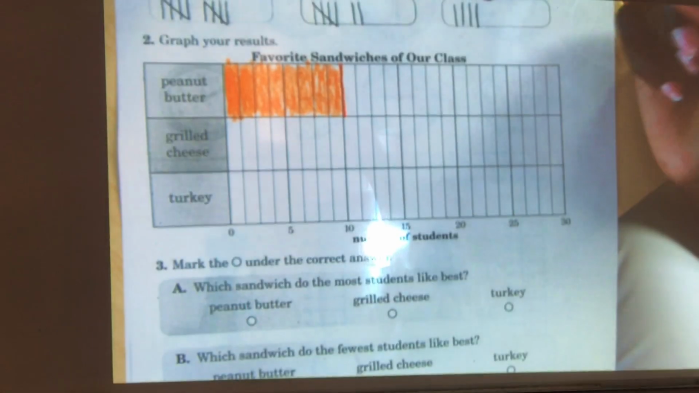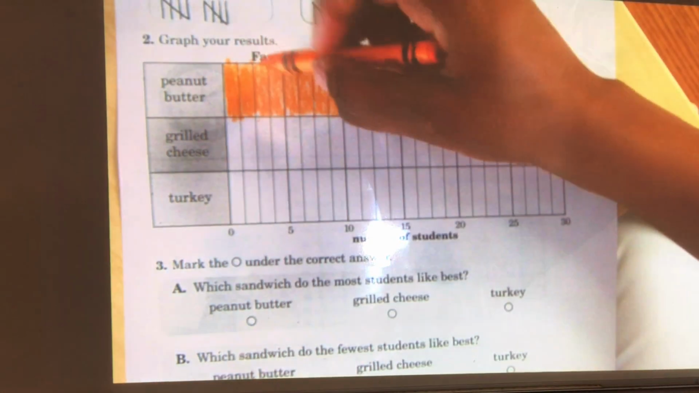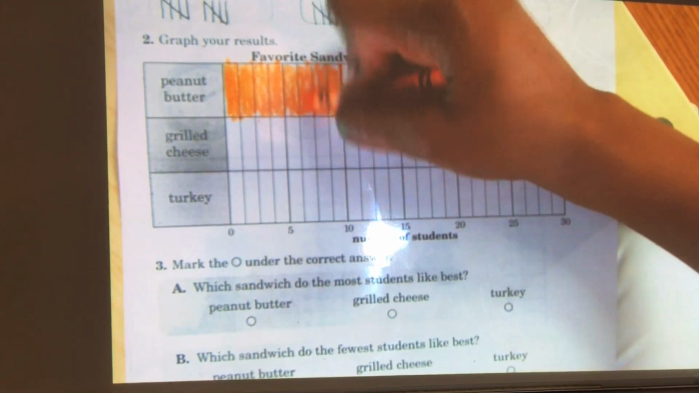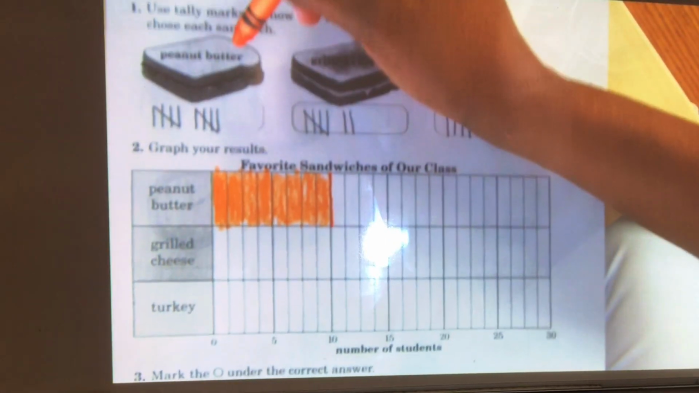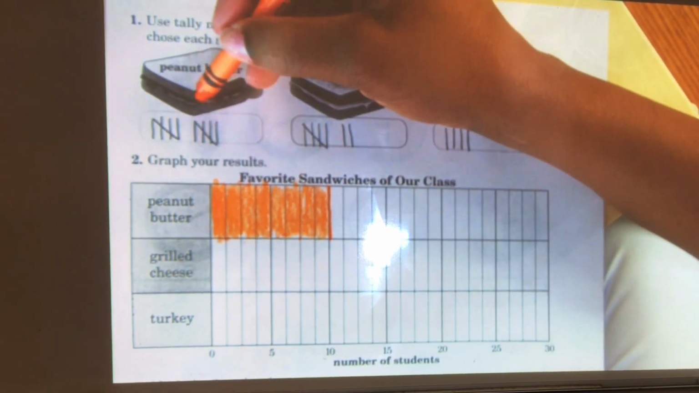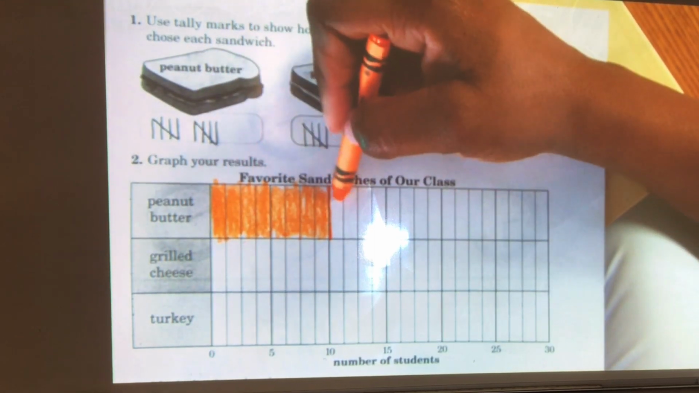All right, I'm going to stop here. It's not my best work, but hey, there it is. So this shows I have 10 students. If I go back to my tally mark, 10 students like peanut butter sandwiches. And I color up to 10.